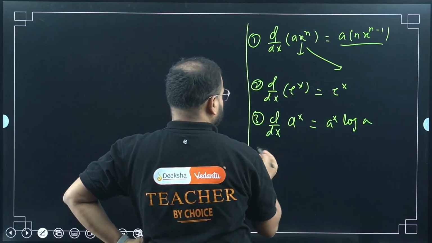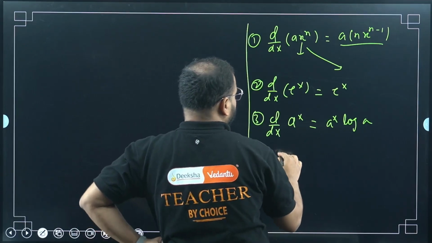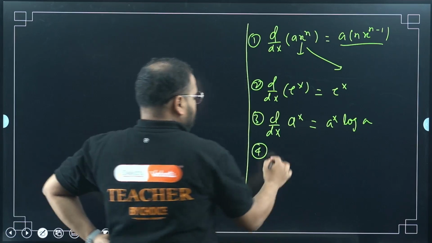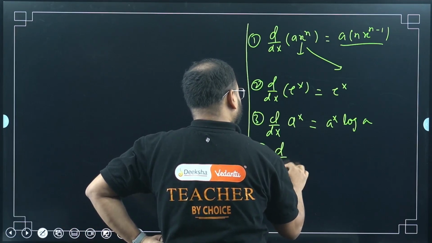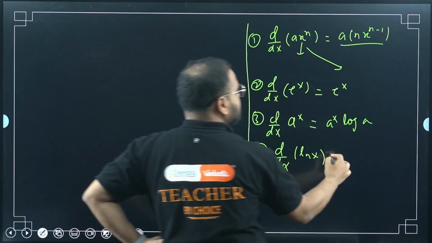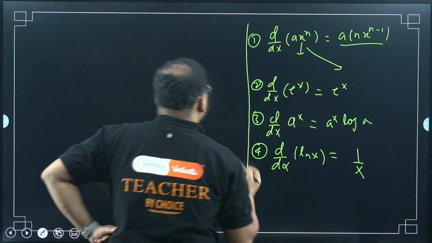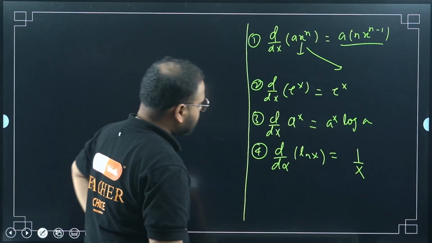What happens next? Fourth one: differentiation of ln x. What will happen to this? 1 upon x. Alright. Next, let's look at some formulas from the trigonometric side.